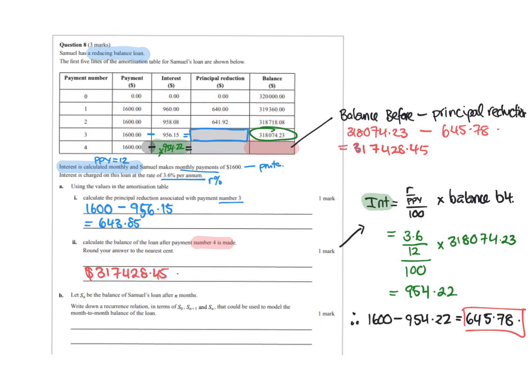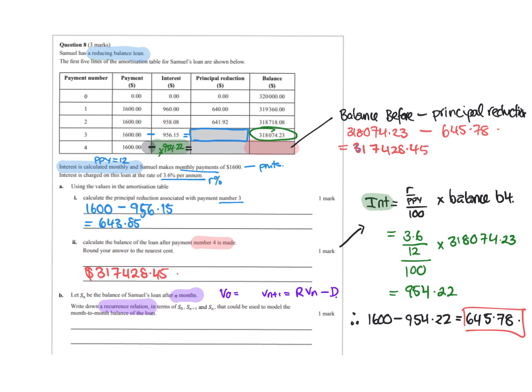And then the last bit, it says here, is let SN be the balance of loan after N months. So we've all been talking about a monthly, and they want the recurrence relation. So if you go to your cheat sheet and you go to reducing balance loan and you set up the recurrence relation, what you would see written there is that you have to have V0, which is your principal, then you'll have V(N+1), which will be R times VN minus the payment.